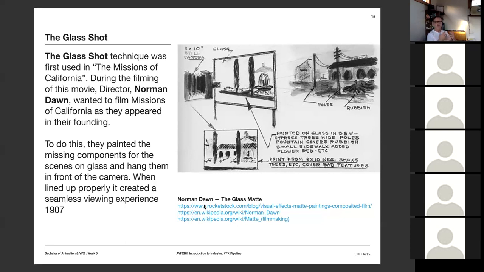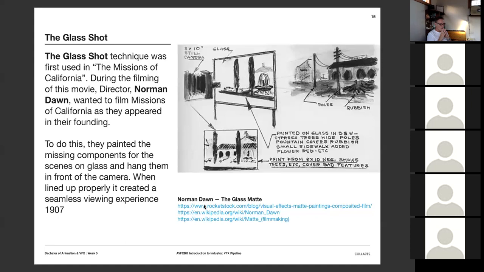So he did this really inventive thing of suspending a piece of glass in front of the camera and shooting through the glass. That way he was able to paint scenery on that glass, which filled in and covered up the bits of the scene that he didn't want to show. And this idea of the glass shot has lasted for years.